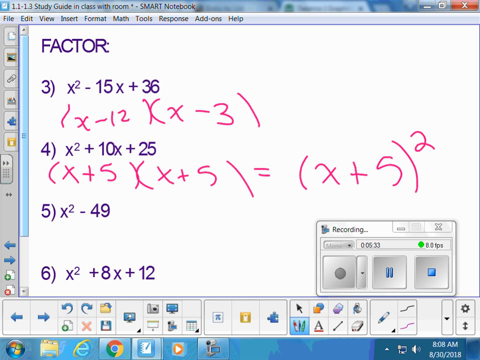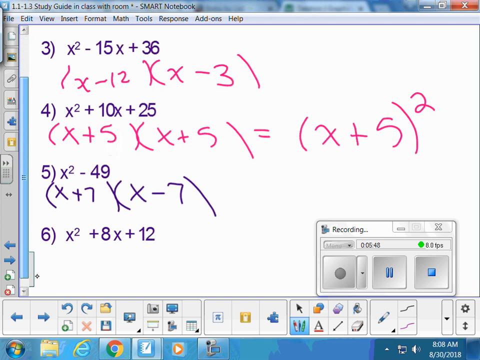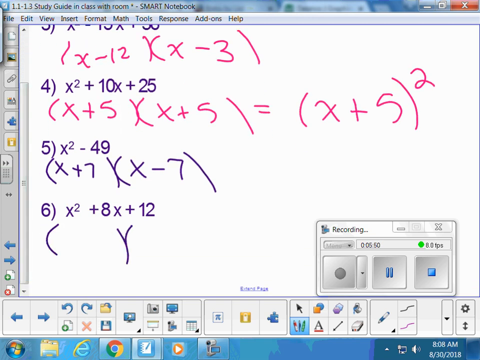All right, 5, that's one of those special cases. We want numbers that will multiply to that negative 49, but add up to 0. Anybody figure this one out? Yep. Okay. And then our last one. We're multiplying to 12 and adding up to 8. So what numbers can do that?